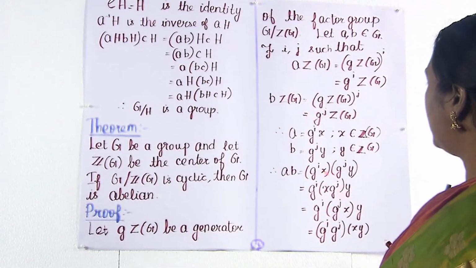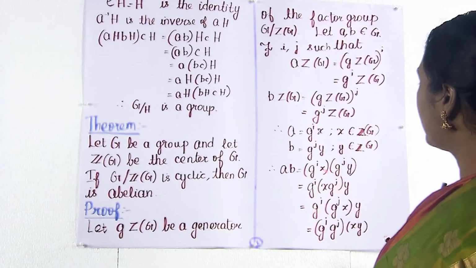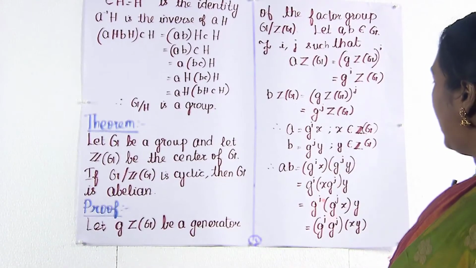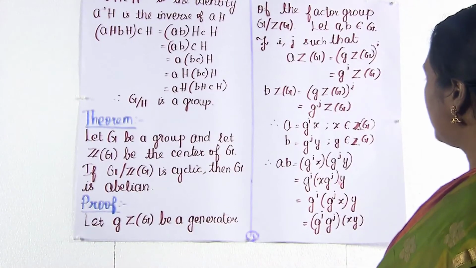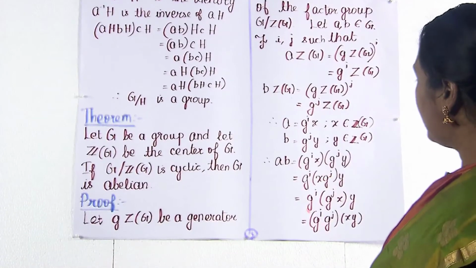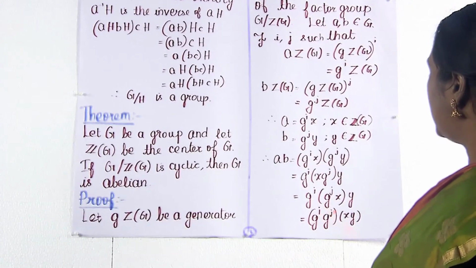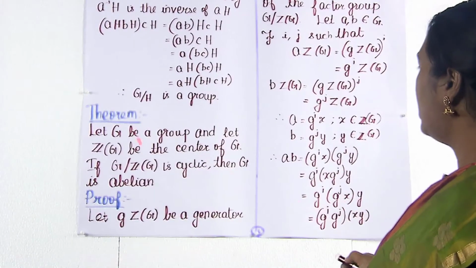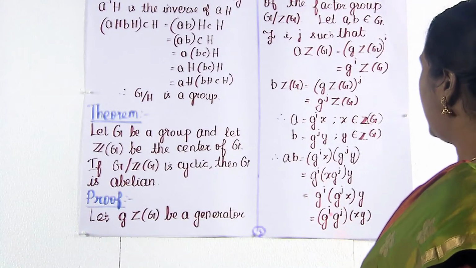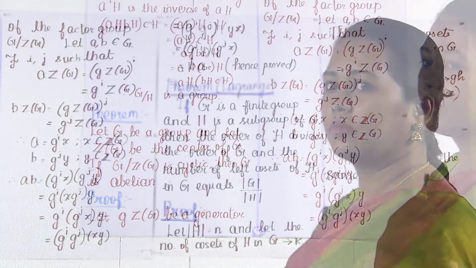So, we are clubbing these two elements together by removing the brackets, that is equal to g^i times g^j x times y. We are just reversing the elements here, and that is equal to g^i times g^j times xy. Now, all this is possible because Z(G) is normal. So, g^i g^j xy.